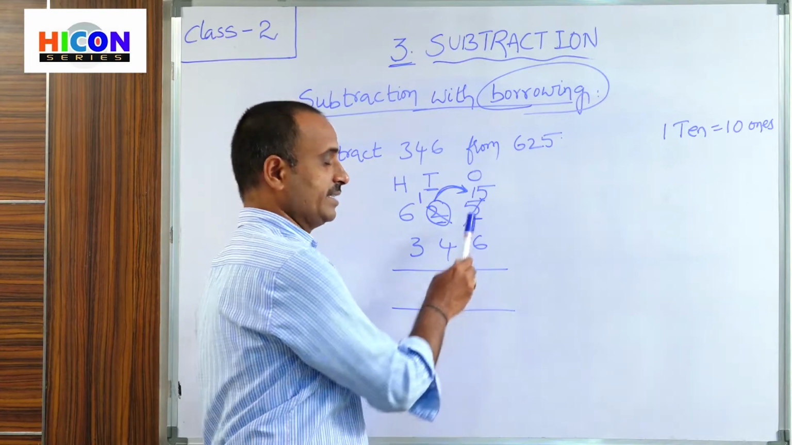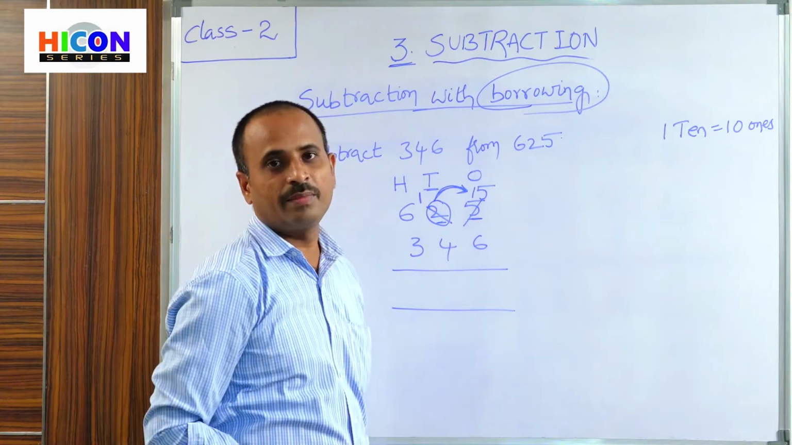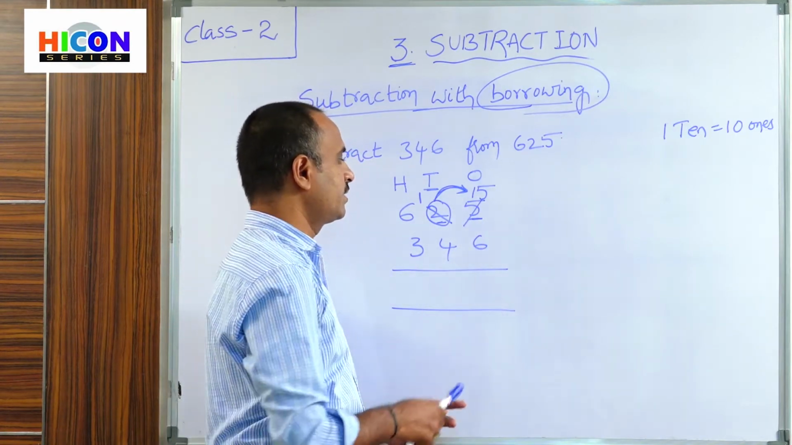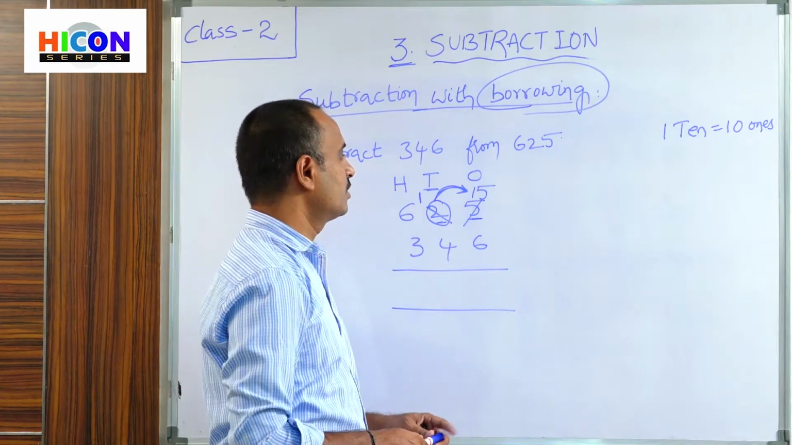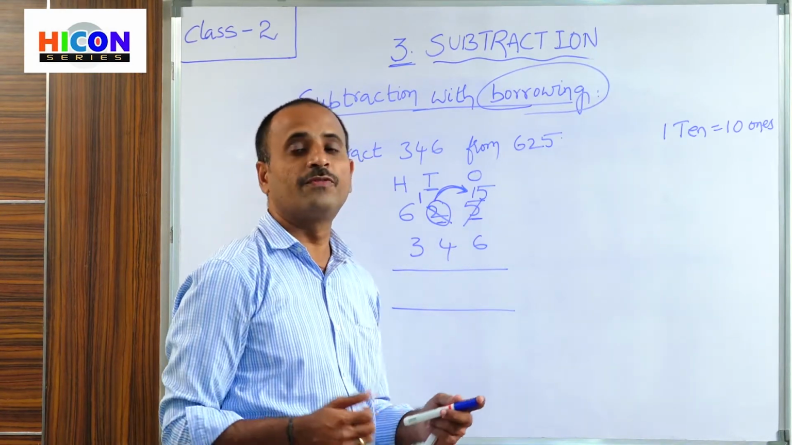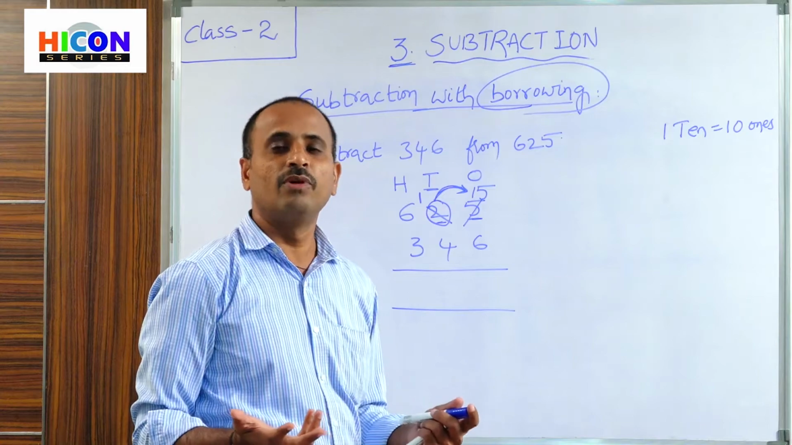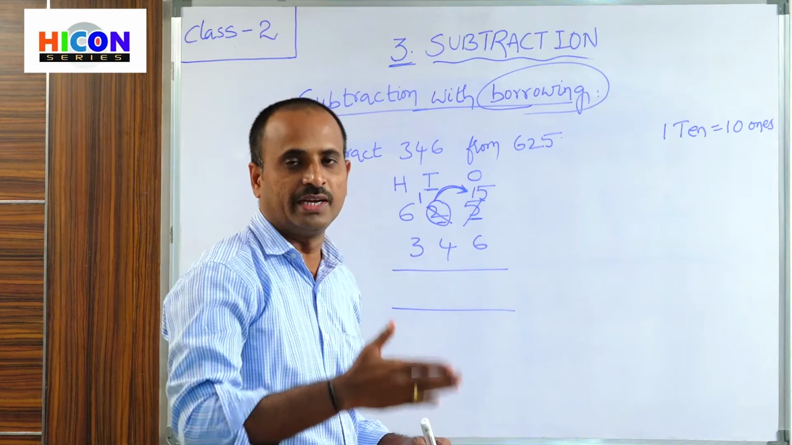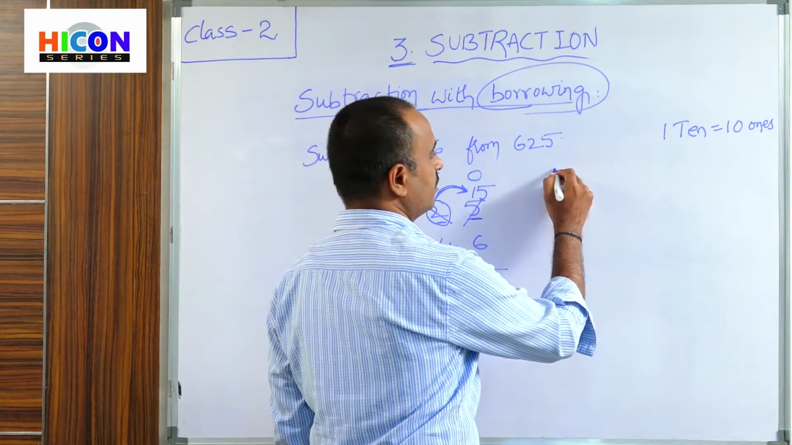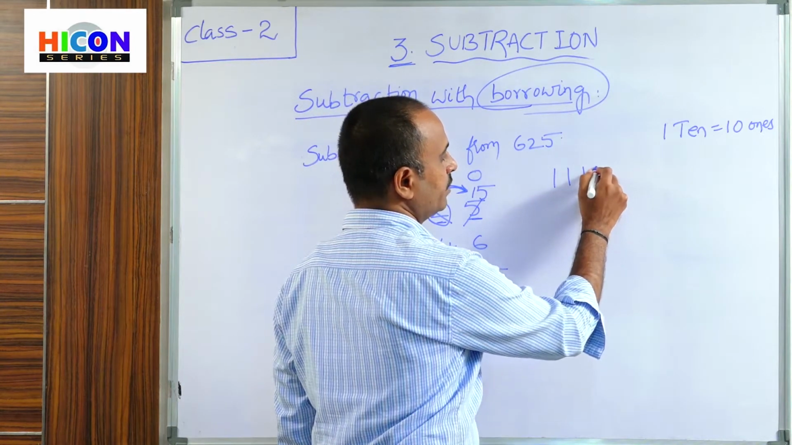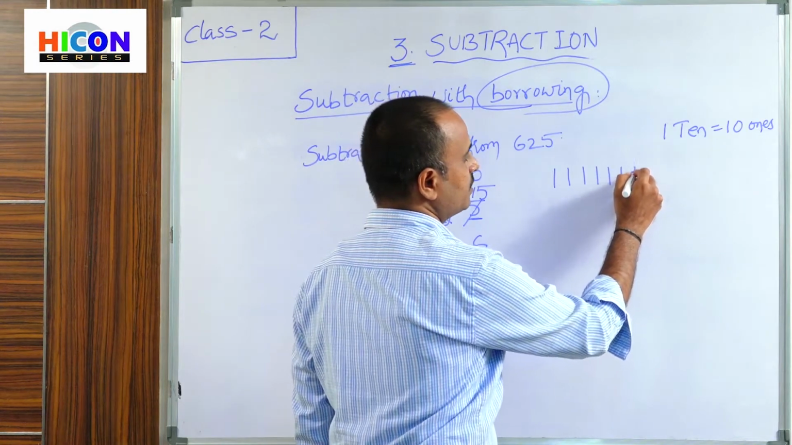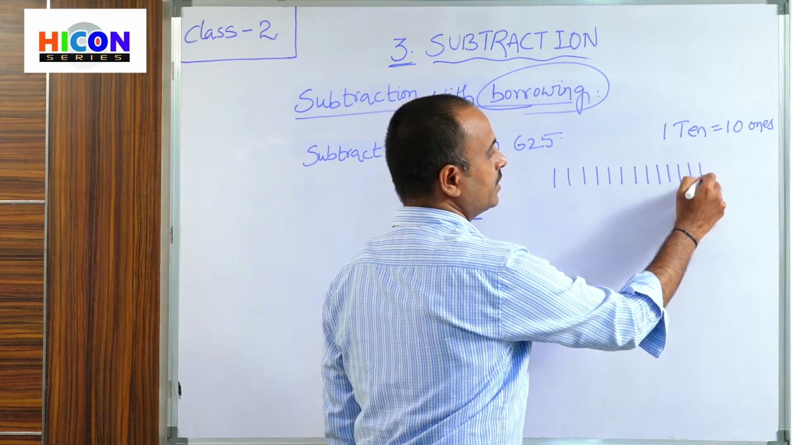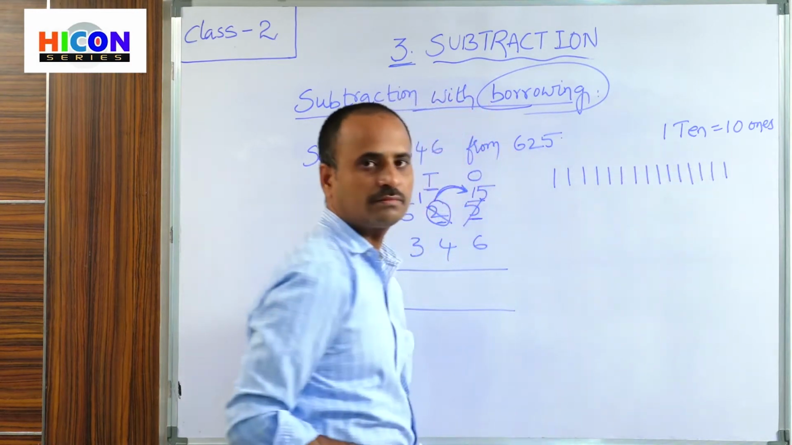So here 15 is the greater number, 6 is the smaller number. So we can subtract 6 from 15. How can we subtract? So the first number is 15. So open 15 fingers of your hand. But we have only 10 fingers, so it is not possible with our fingers. So just draw 15 lines. 15 lines, 1, 2, 3, 4, 5, 6, 7, 8, 9, 10, 11, 12, 13, 14, 15.